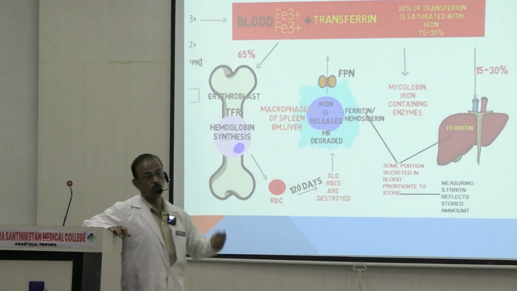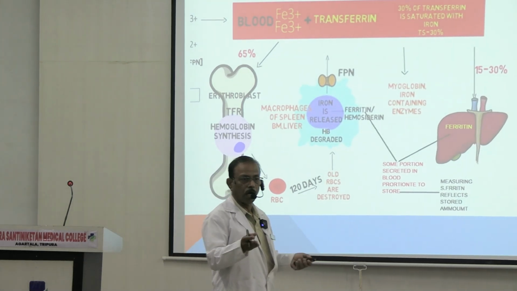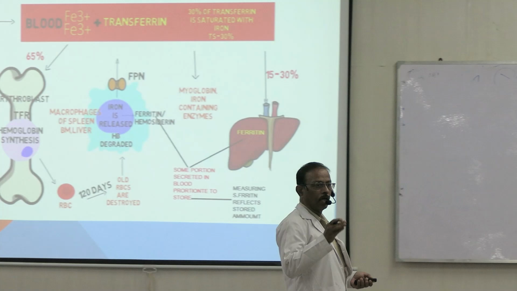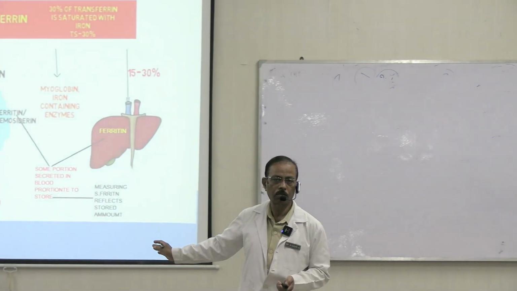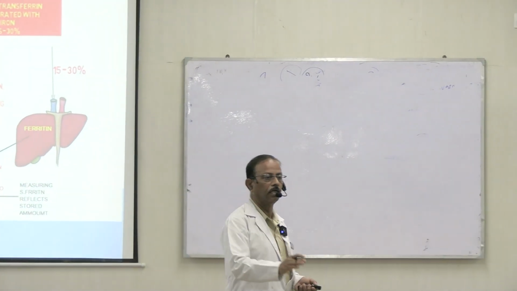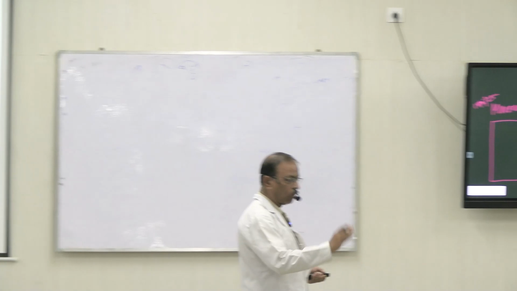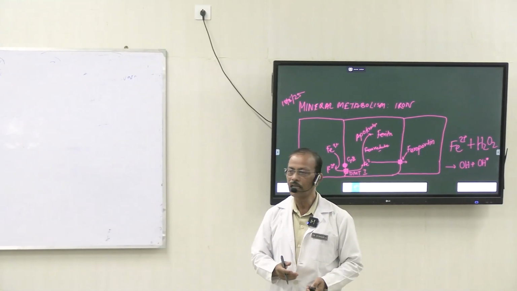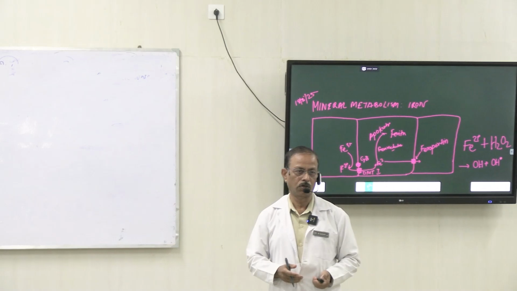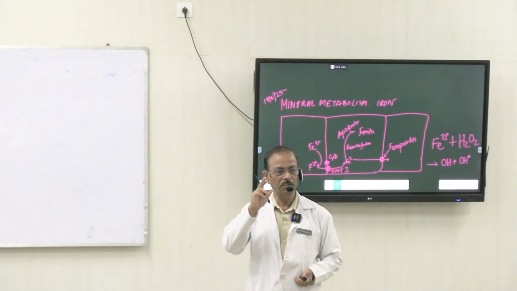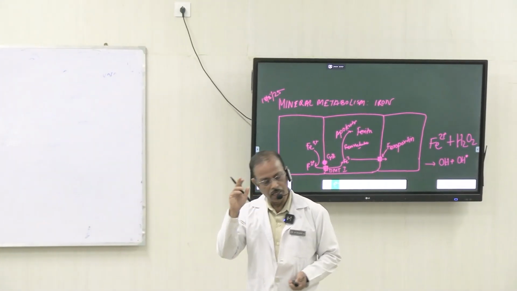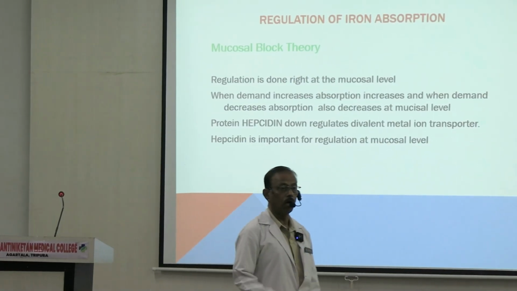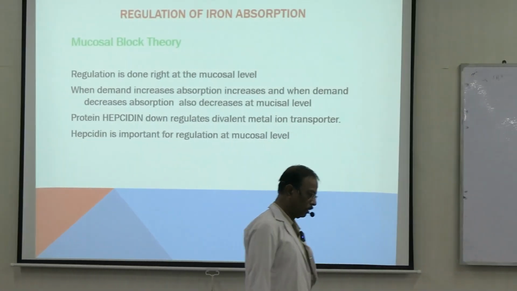Now, one thing you have to note. See, after utilization of the iron, there is no way out. It is not excreted. It is stored as ferritin. Again, it will be utilized. So, there is no excretion of iron. It is used again and again. Okay. So, how is iron regulated?